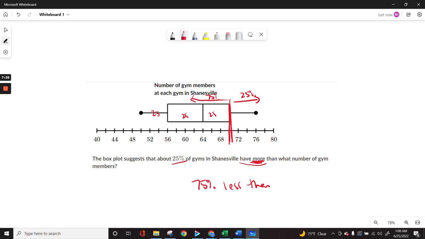So if I'm reading my graph correctly, which I'll erase a little bit, notice that when it comes down, it looks like it's right here, which is halfway in between 68 and 72, which would be 70. So the box plot suggests that 25% of the gyms in Shaneville have more than one number of gym memberships, which would be 70 members.